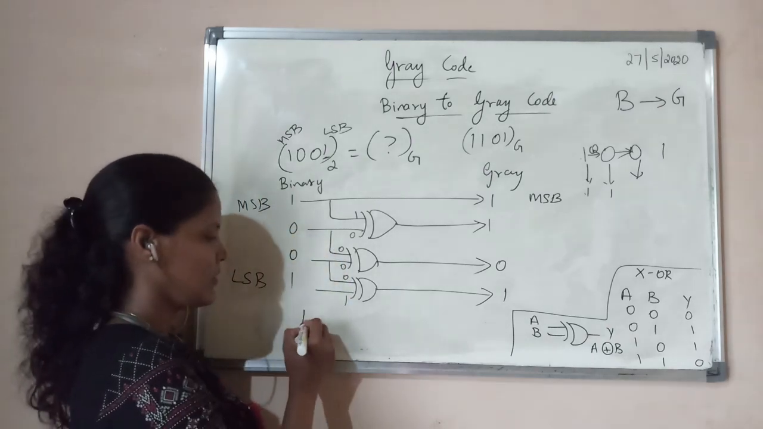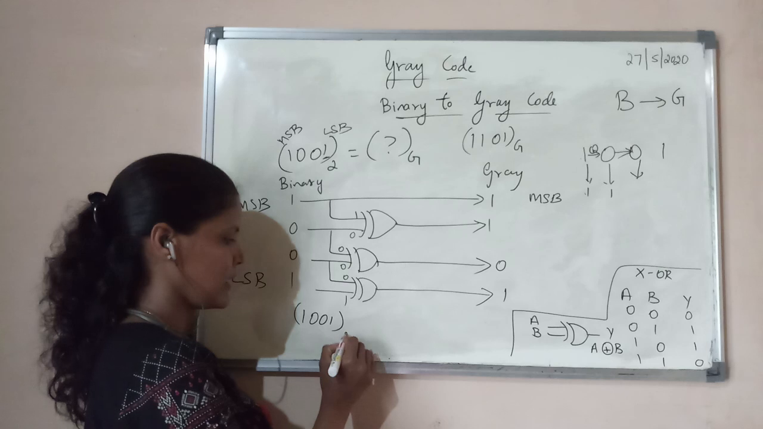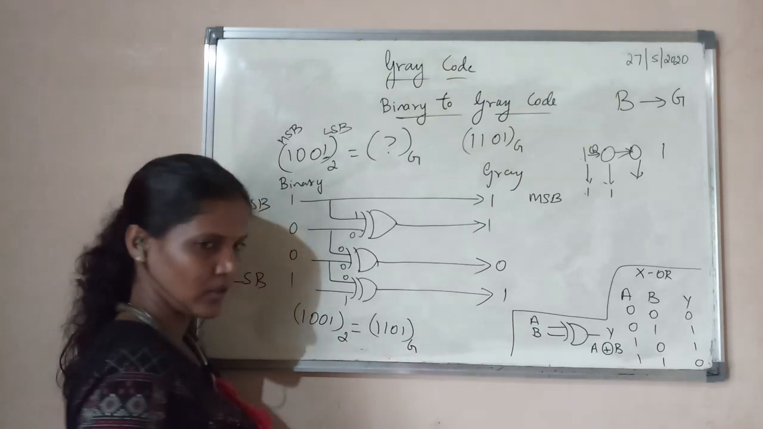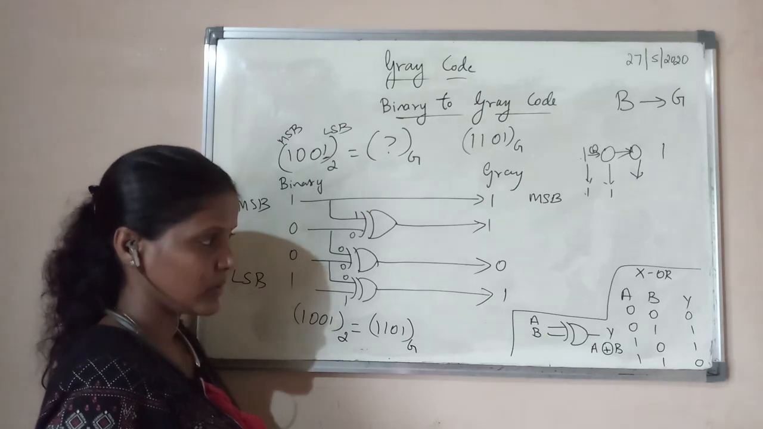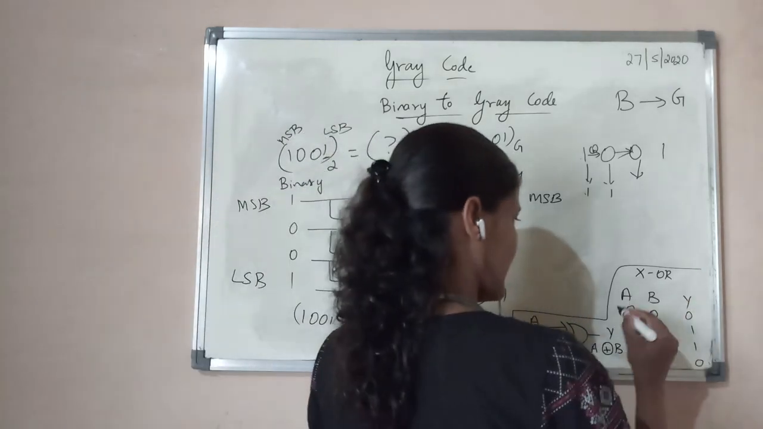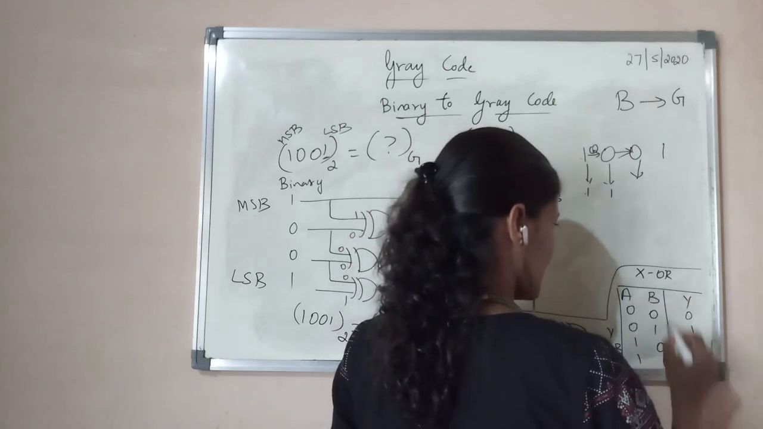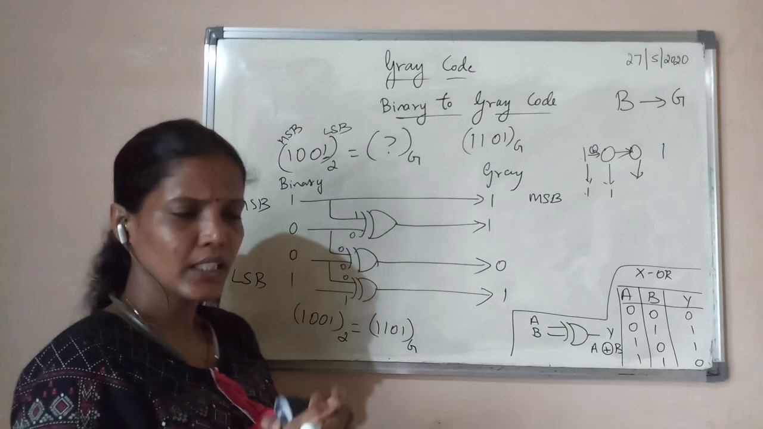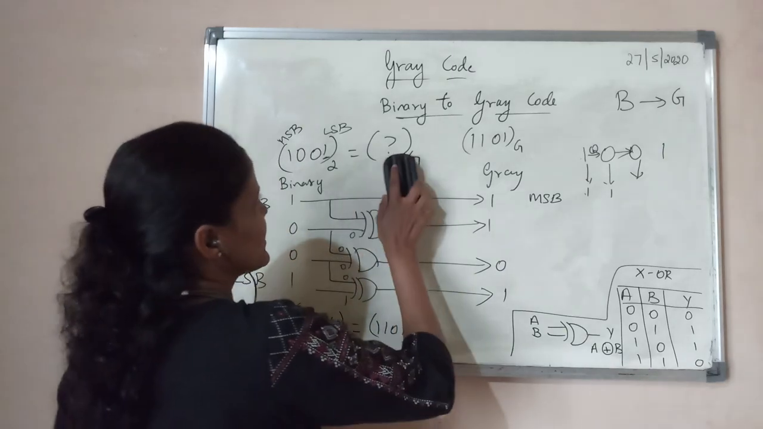So this is how you are going to convert a given binary number into a gray code using XOR gate. This is how you have to follow. But one thing you have to remember is the truth table of an XOR gate, where A and B are the two inputs and B is the output. Clear?